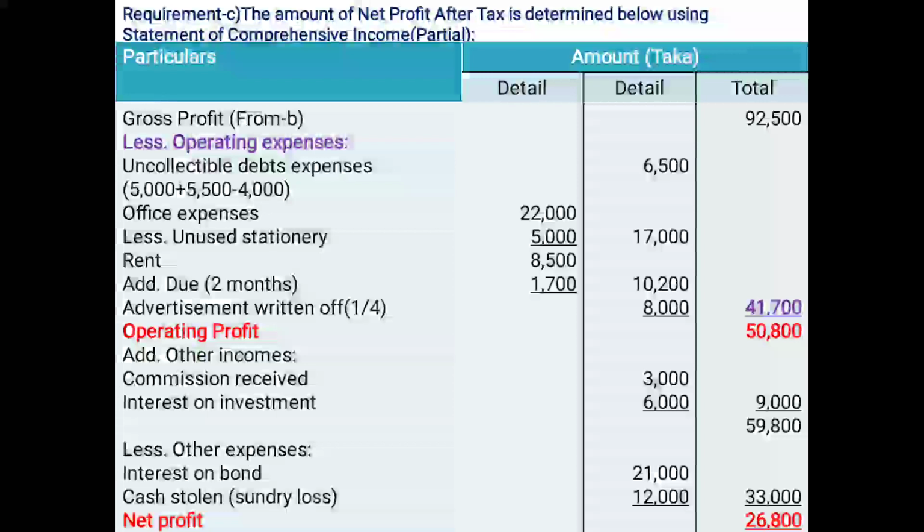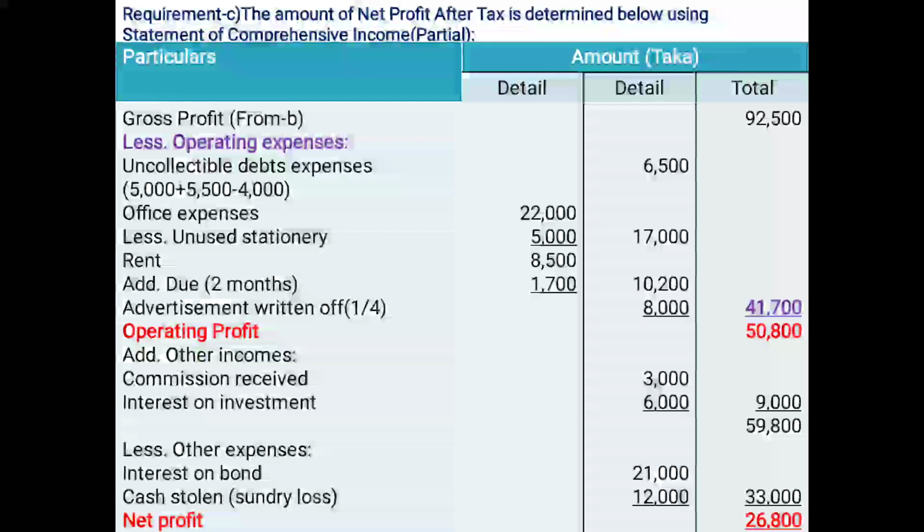The first item is uncollectible debt expense. In bracket, you can write 5,000, that is total bad debt 5,000 plus new bad debt reserve, that is taka 5,500, minus 4,000, that is the old bad debt provision or allowance in the trial balance. So the net amount of bad debt expense, 6,500, is written in the middle column. And now office expense taka 22,000. In this math, no stationery is available, so unused stationery is to be deducted from the amount of office expenses in operating. So the net amount of office expenses in this math is taka 17,000.